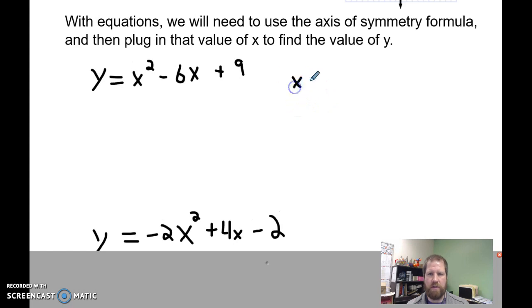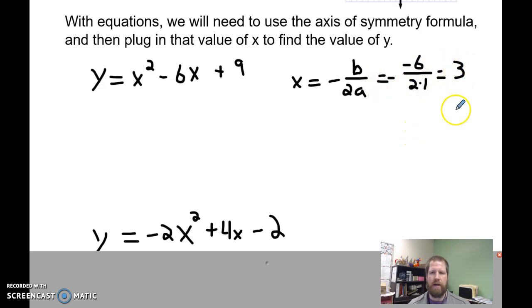So we've got x is equal to minus b over 2a. Just a little reminder. So that's going to be, in this case, negative minus 6 over 2 times 1, or a negative 6 over 2, which would equal, because I've got two negatives, a positive 3 over 1, or a positive 3. So I know my axis of symmetry is 3, so the x value of my vertex is 3.